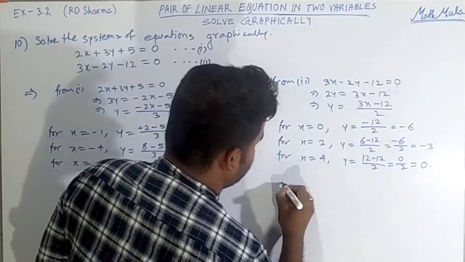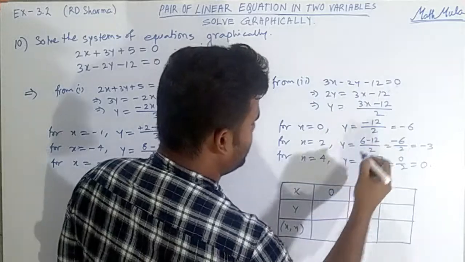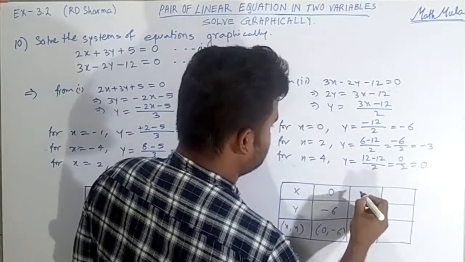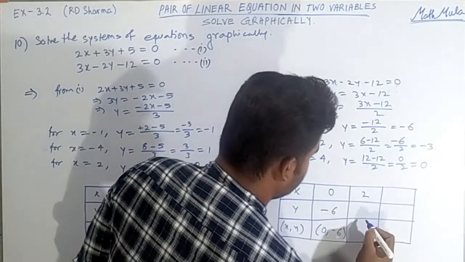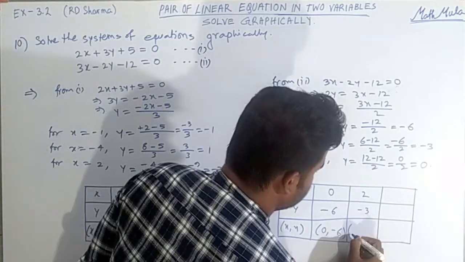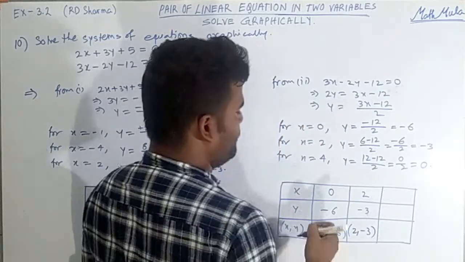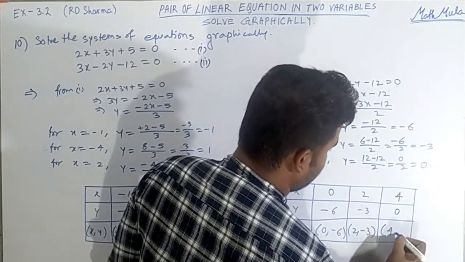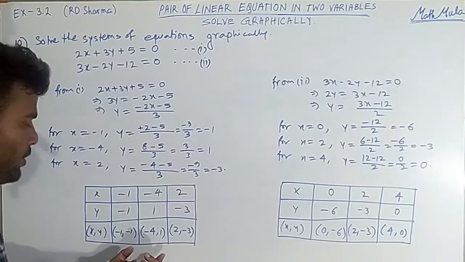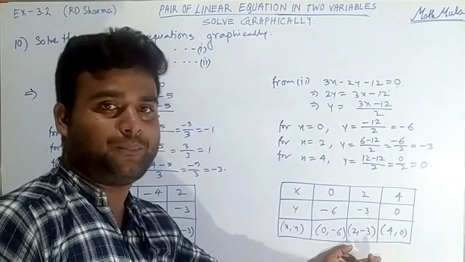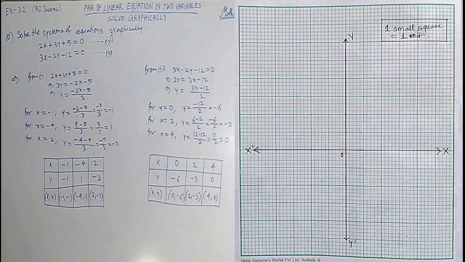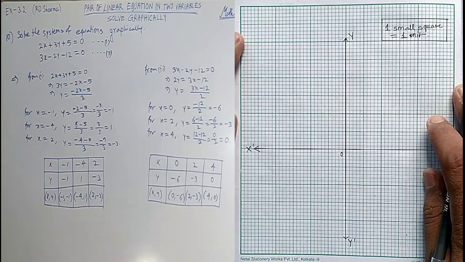Again we get a table. For x equals 0, we get y equals minus 6, that is 0 comma minus 6. For x equals 2, we get y equals minus 3, that is 2 comma minus 3. Now for x equals 4 and y equals 0, we get 4 comma 0. Now we plot these points on the graph paper and draw two lines.